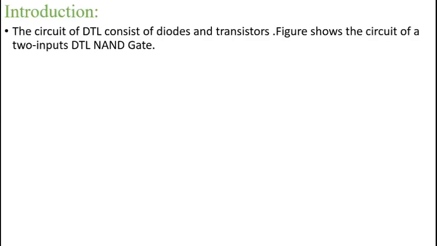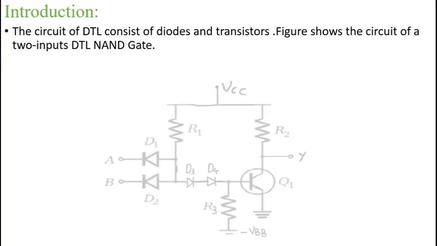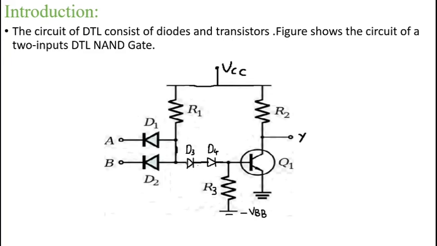Introduction. The circuit of DTL consists of diodes and transistors. The figure shows the circuit of a two-input DTL NAND gate. It means that diode transistor logic consists of diodes and transistors, and here we discuss the two-input DTL NAND gate. So this is the two-input DTL NAND gate.